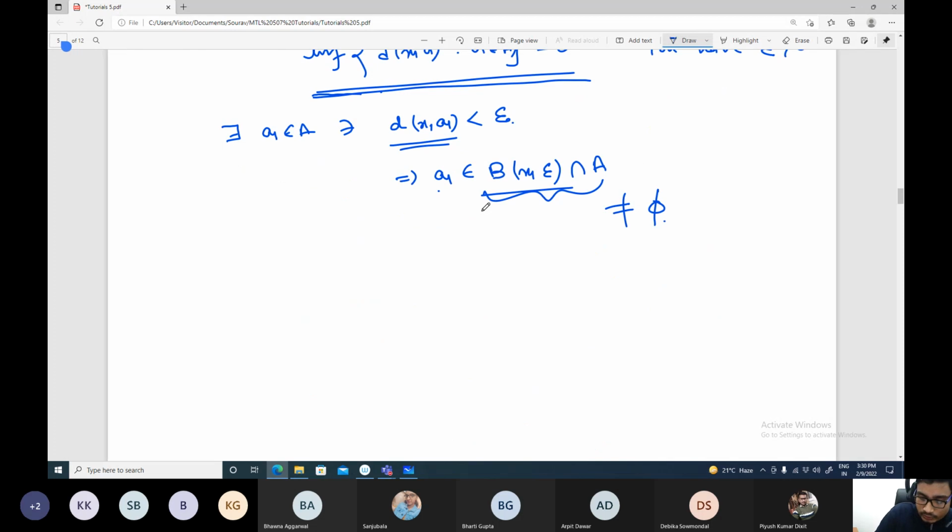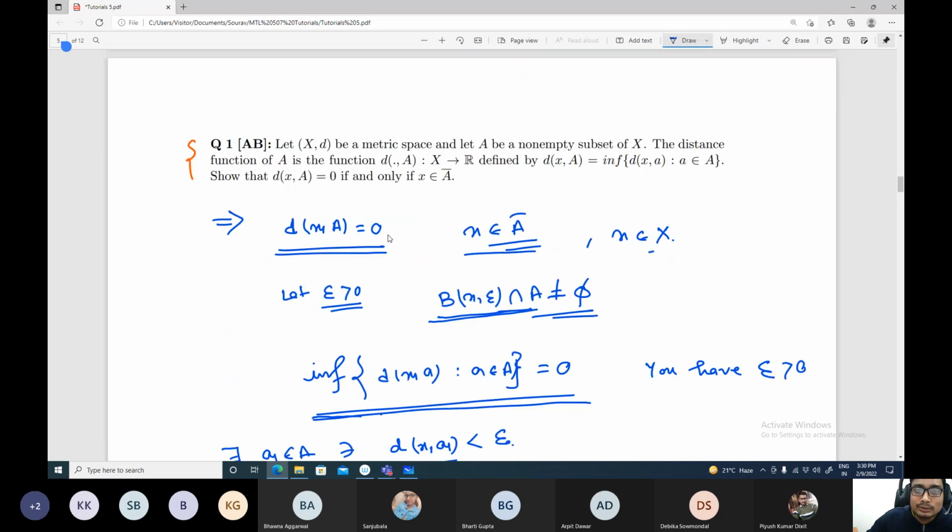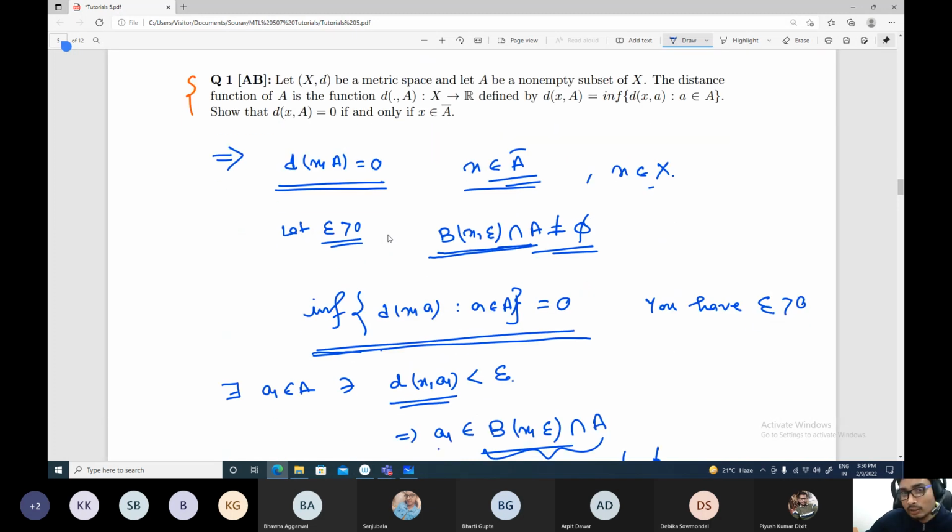Now let's prove the reverse one. Let x belong to A closure. See, this one might be easy for most of you, but I am still solving this because I need this result for the next one or two problems.